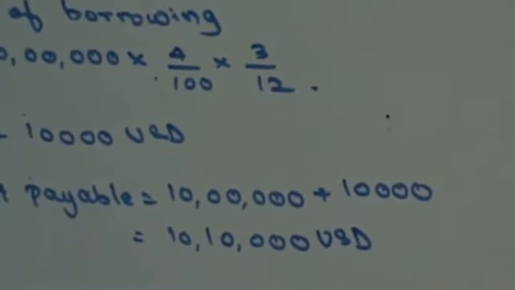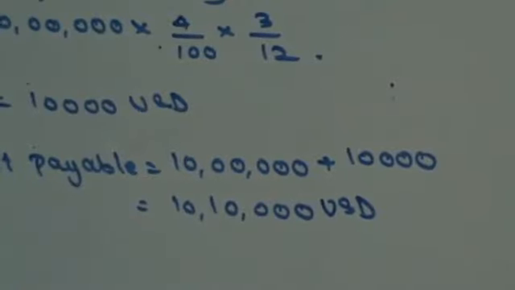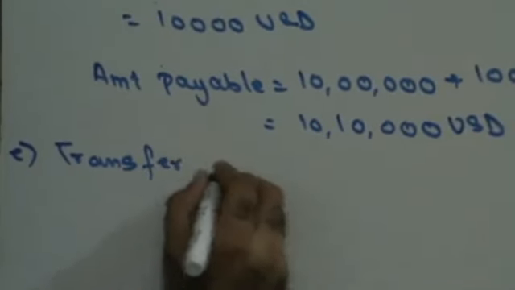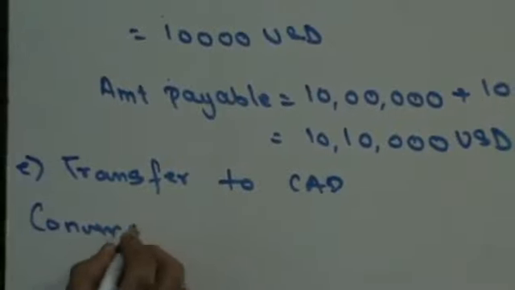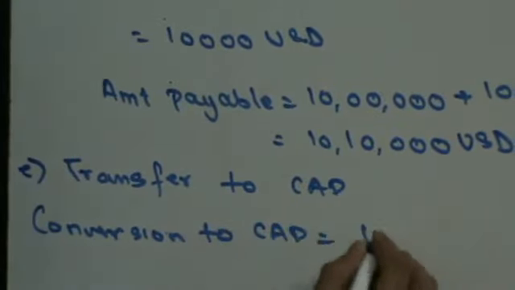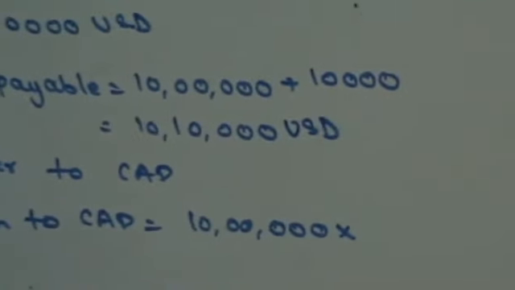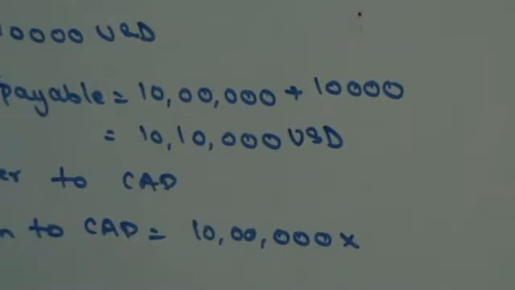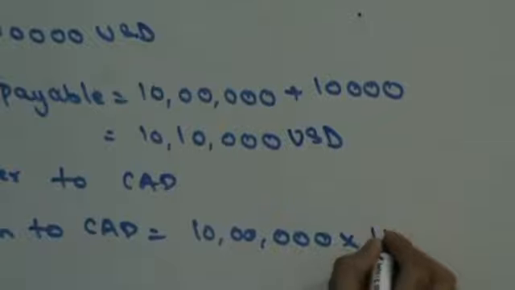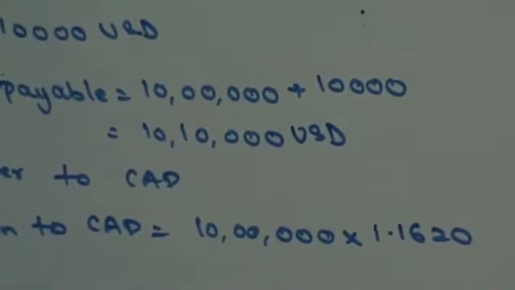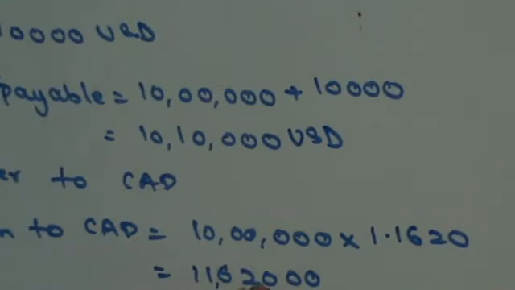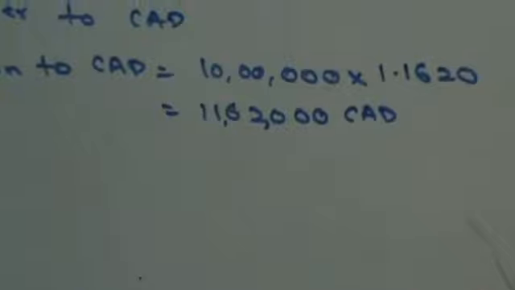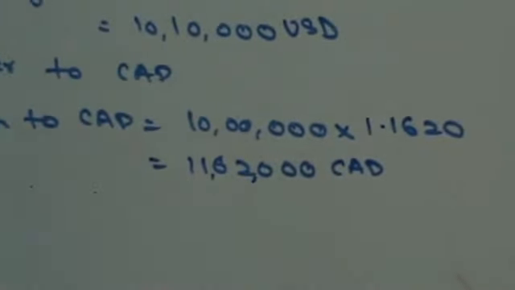Now I'm going to send this money to Canada. I borrowed the money. I said borrow in base currency and invest in variable currency. Transfer currency to Canada, to Canadian dollars. What will be my conversion to Canadian dollars? I have $1 million US. What is my spot? I'm going to transfer them today only. I'll take the loan today and I'll transfer it today. So I'll have to consider the spot rate. When I transfer today, I will get 1.1620 Canadian dollars. So this is going to be 11,62,000 Canadian dollars. As soon as I get this money there, I will invest it in the Canadian bank.